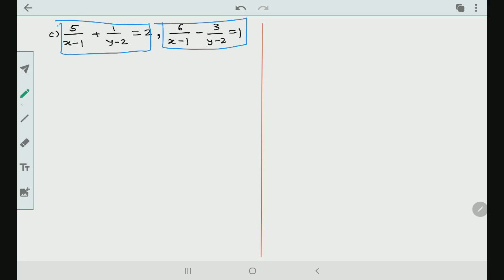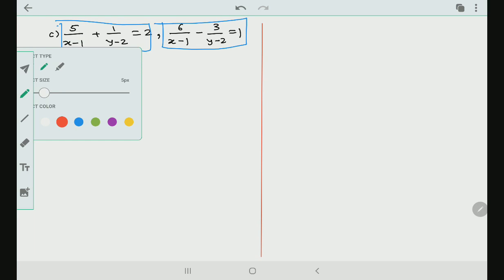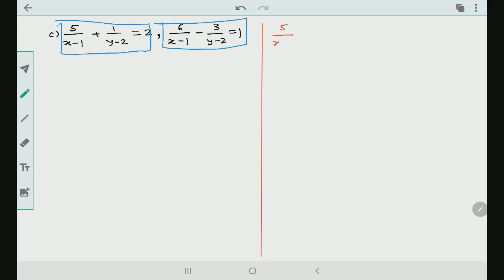For that, I just want to understand again, what is 5 upon x minus 1? Is it going to be equal to 5 into 1 upon x minus 1? What is 3 upon y minus 2? Is it 3 into 1 upon y minus 2? So I hope you understood what I have to substitute here. So let 1 upon x minus 1 be equal to a, and 1 upon y minus 2 be equal to b. If you understood the substitution, then you are very good.